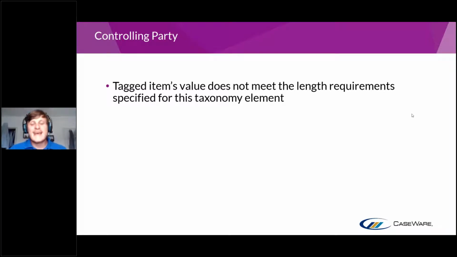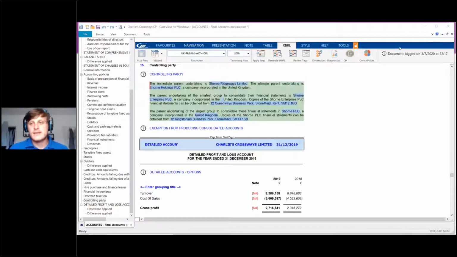So all I'm going to do again is just open up a CaseWare file, and hopefully you should be able to see the CaseWare file on your screens at this point. As you can see, we've got a pretty basic controlling party note. So we've got parent undertakings, ultimate parent undertakings, and just a bit of information on the parent undertaking of the smallest group and the largest group.